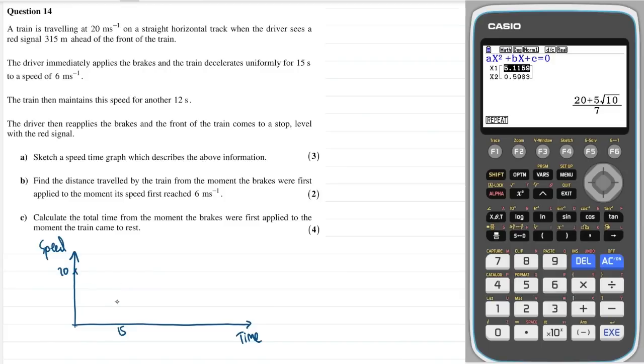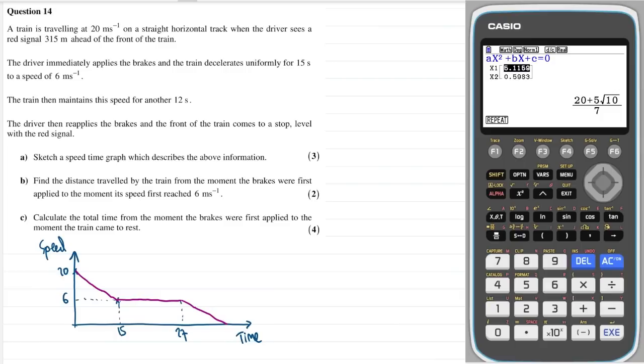So maybe not the best graph, maybe a little bit more to scale. Let's go along here and down here, and that will be 6. It then maintains this speed for another 12 seconds, so we go along, and that will take us to 27. And then it reapplies the brakes and it comes to a stop. So brakes, stop.